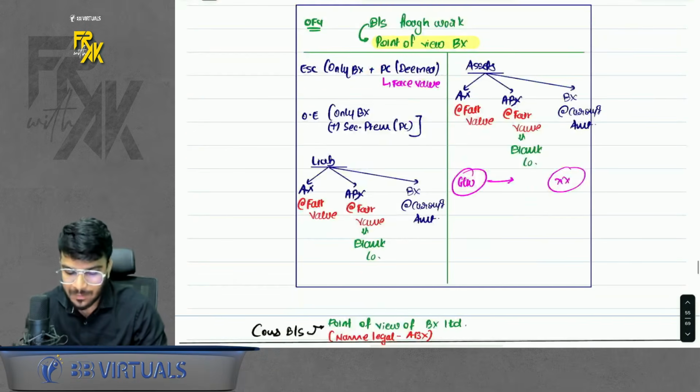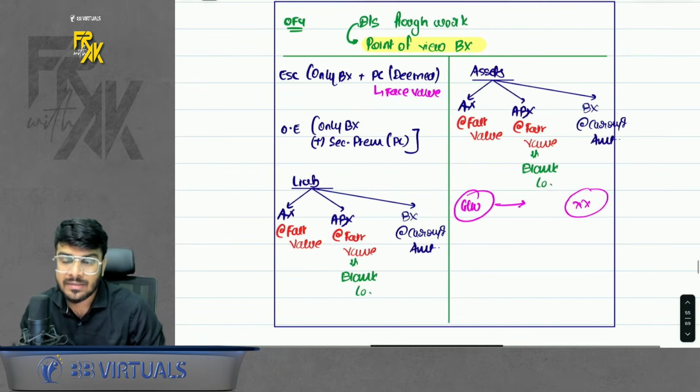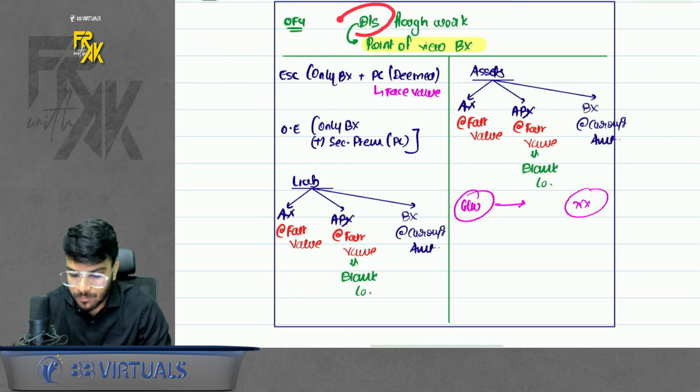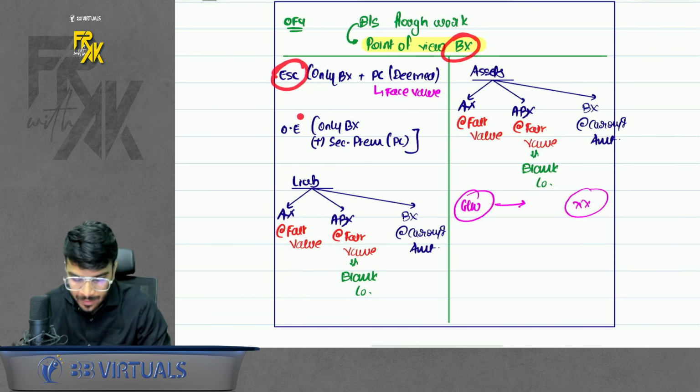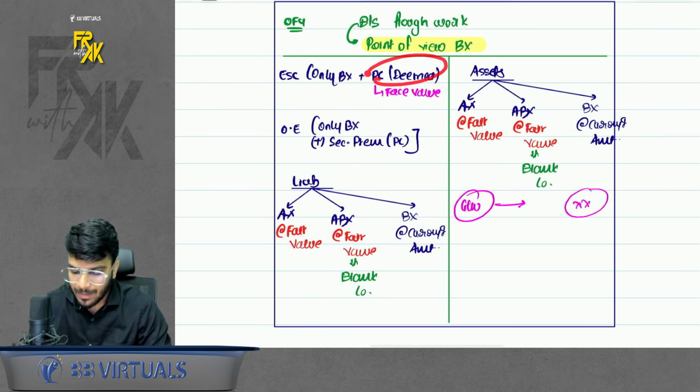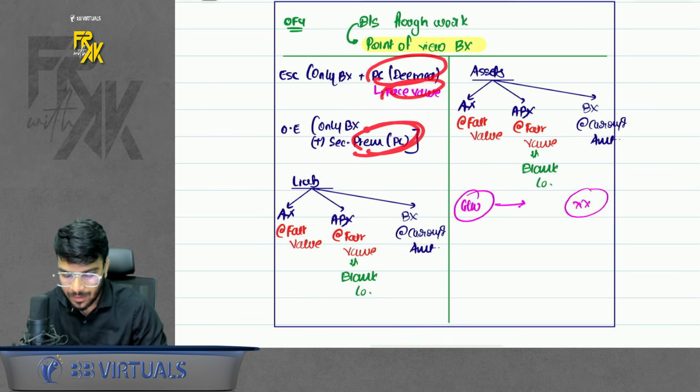Then you have to prepare the balance sheet. How will you prepare the balance sheet? This rough work is the best way to understand the balance sheet. First, from whose point of view am I going to prepare the balance sheet? From BX's point of view. So equity, capital and other equity, only of BX will come. Of course, the PC of deemed impact will come, so the face value and premium impact will come.